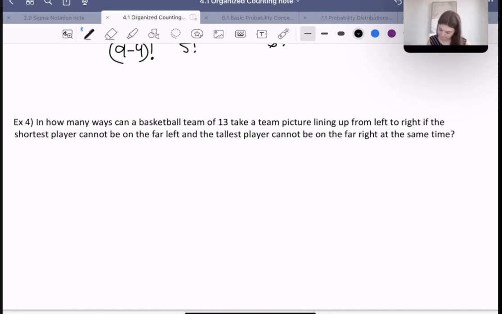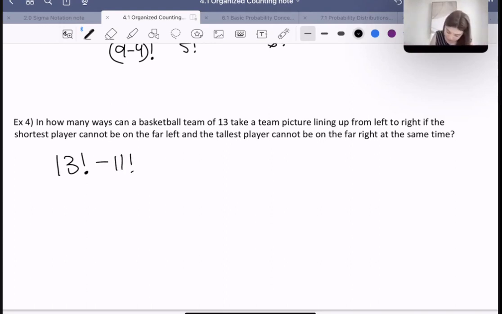The shortest player can't be on the far left, and the tallest player cannot be on the far right at the same time. All right, so for this one, we can say, well, we're going to take the 13 factorial ways, which is all the ways, and then we're going to subtract off all of the different ways where the first player is that shortest player, and the last player is the tallest player. So what are the total number of ways the team can line up if the shortest person is at the left and the tallest person is at the right? Well, there's 11 factorial ways that could happen, right?